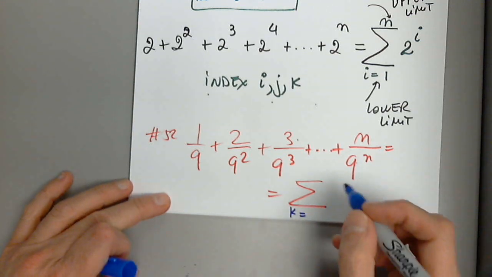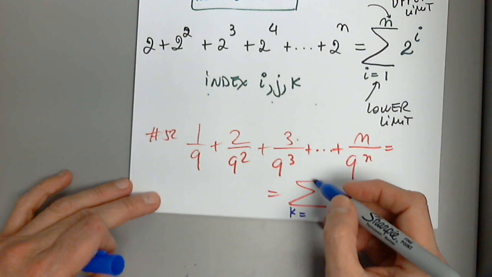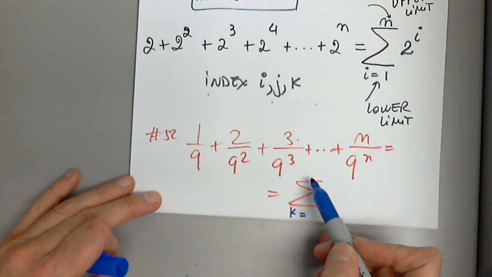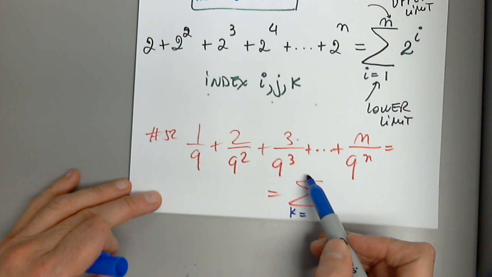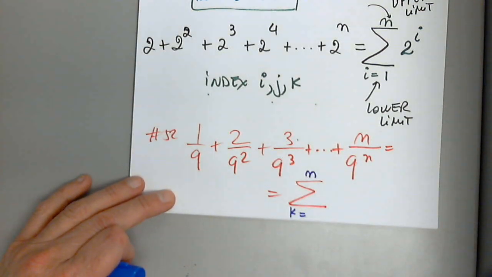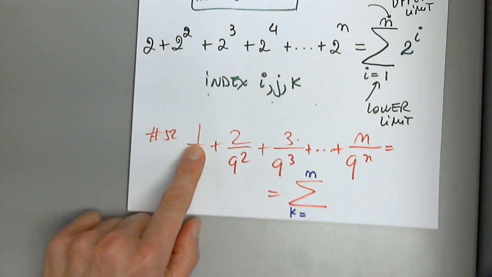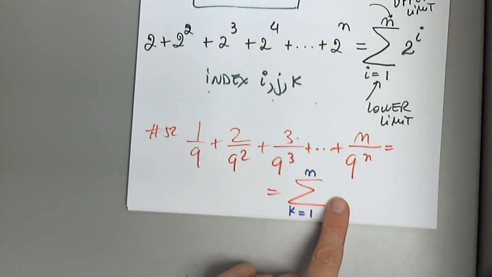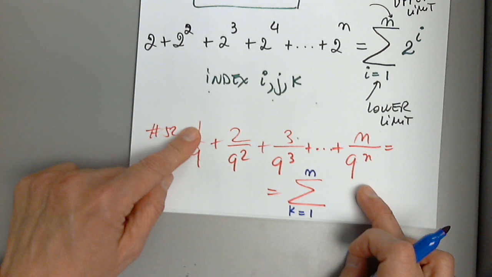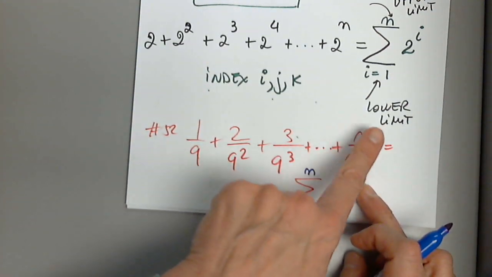From k equals what, till what? Very good. And from k equals what number? 1. Exactly. And now what do I have in here? An expression that when k is 1, I get the first one. When k is 2, I get the second one. When k is 3, I get the next one. And when k is n, I get this one.